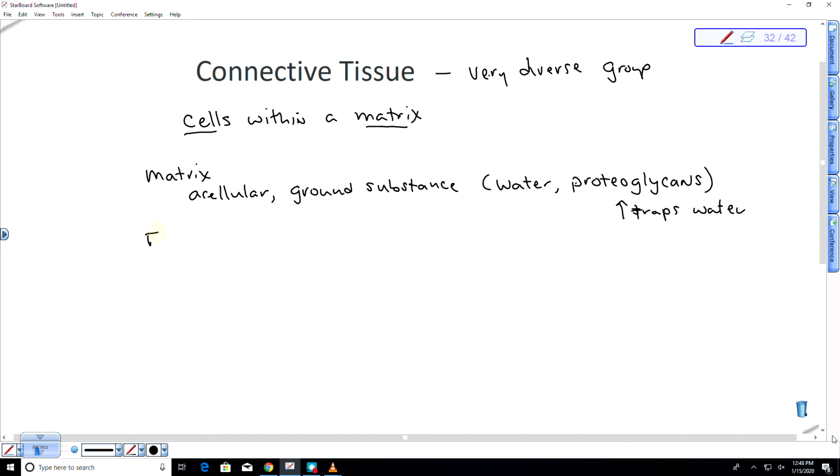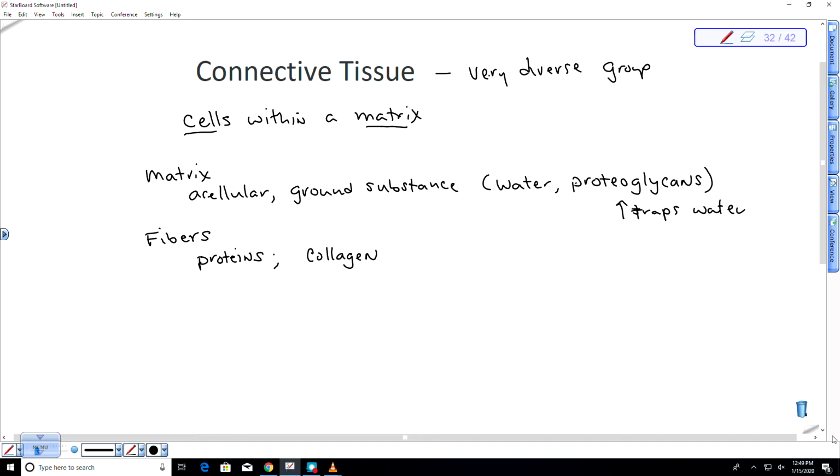So we also have fibers. If we're talking about the connective tissue underneath our skin, or if we're talking about our tendons, our ligaments, our bones, we have fibers. And so the fibers are proteins. And there's two different types of proteins. The first one is called collagen.